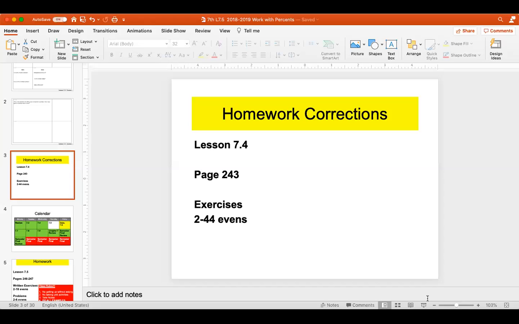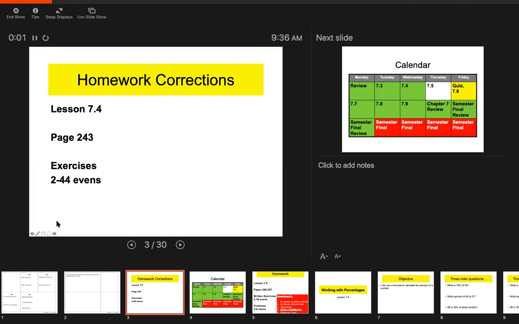What was the class? They played Among Us. Not like the game. We played like Mafia. Oh. All right. Any questions on the homework?